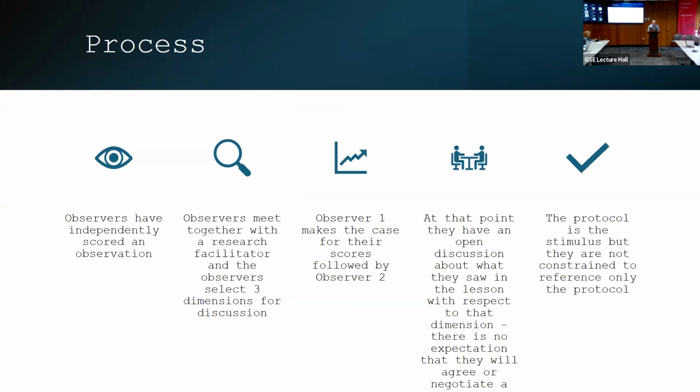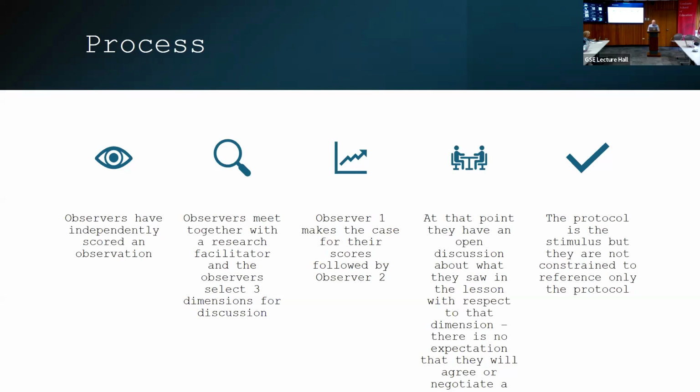What they had to do was each score these observations independently. They met together with a research facilitator, and we selected three dimensions for discussion. Observer 1 would make the case for their score, followed by observer 2. And then they have an open discussion where they weren't trying to necessarily convince or win the argument. There was no expectation of that. The protocol is used as a stimulus for this discussion, but they weren't necessarily constrained to only use that. They could bring other things into the mix in their discussion as well.